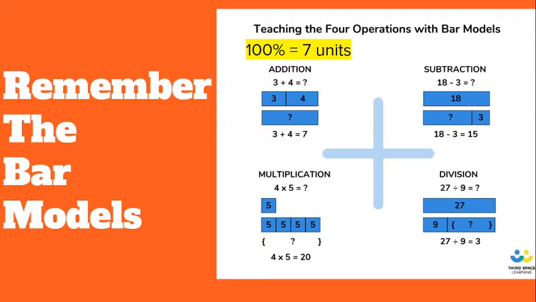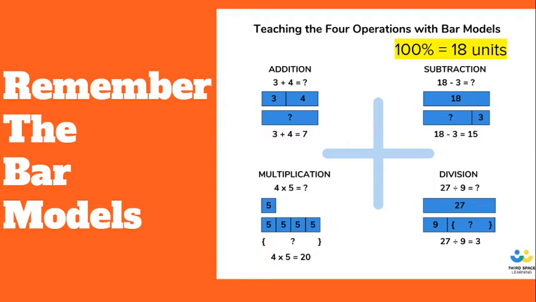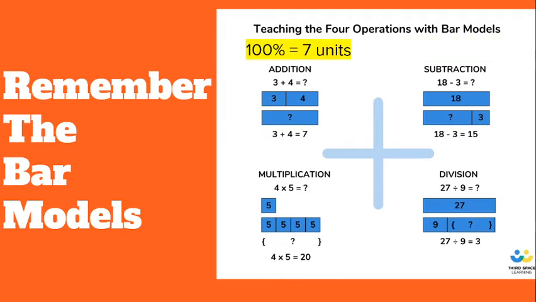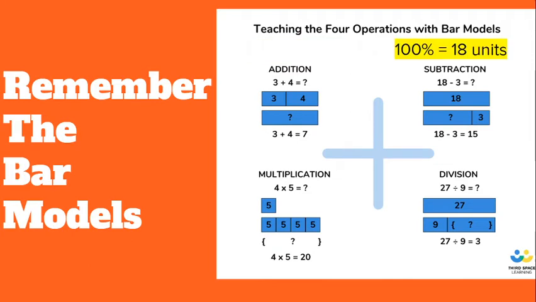What about subtraction? What number is the 100%, the total represented in the bar model? Now, hopefully you didn't say 15. It's actually 18. 18 is the whole because we're subtracting 3 to get 15, right? So, again, 7 was our whole, 100% for our first bar model, and 18 is our answer for the second one. Go ahead and pause the video and try to see if you can figure out the whole represented in the multiplication and division bar models.